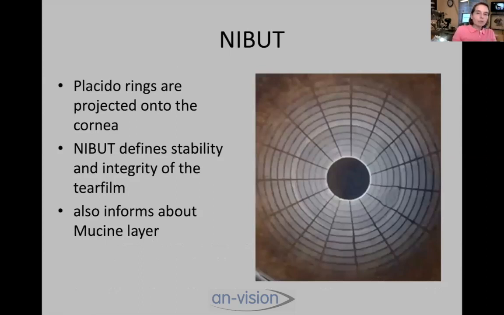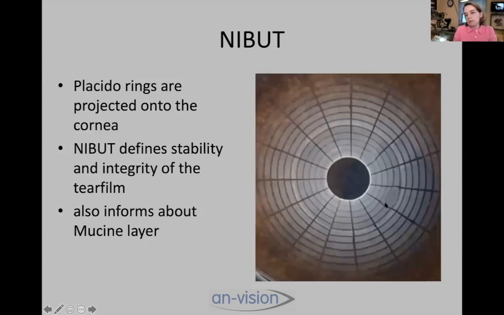For the non-invasive tear breakup time, the camera projects a light with rings onto the cornea, and then you see the stability and the integrity of the tear film when you see the first breaks. You can see here those round placido rings, and you see the straight areas here. Once those rings break, this is when the tear breakup time starts.